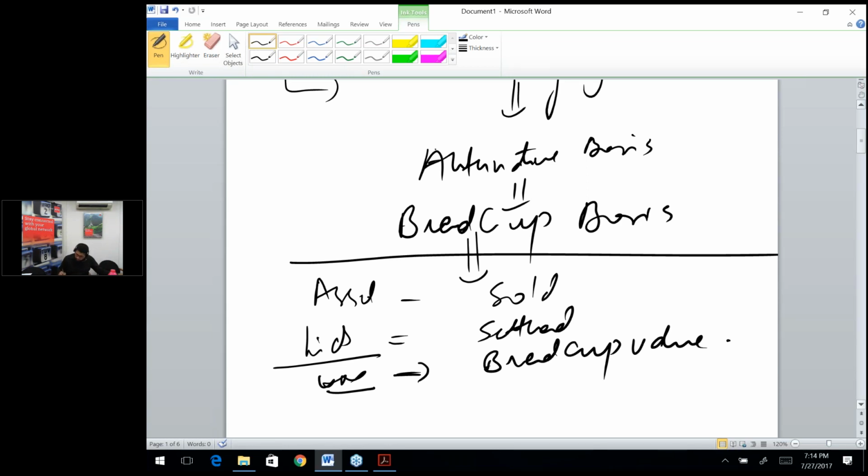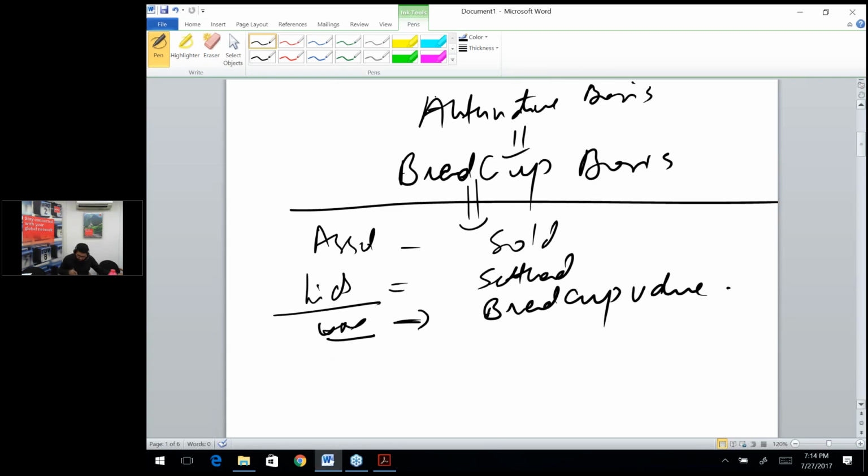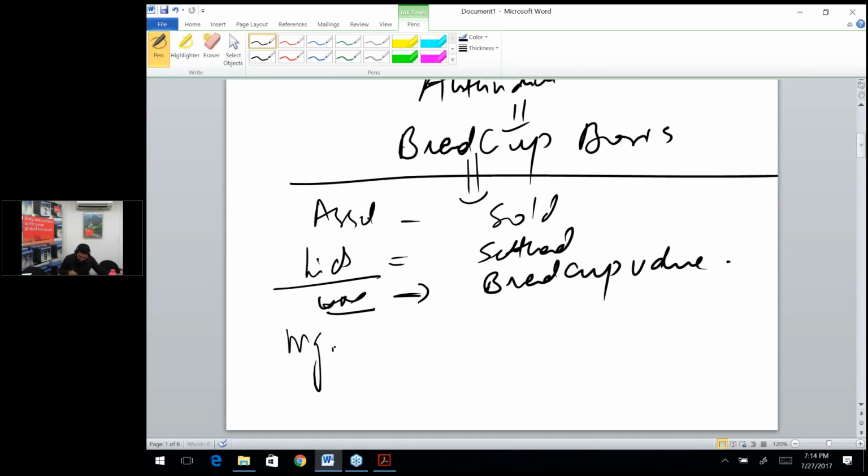Now, it's actually the management's responsibility to determine whether the entity is a going concern or not. It's not the auditor's responsibility to assess if the entity is a going concern. It's the management's responsibility to assess whether the entity is a going concern or not.